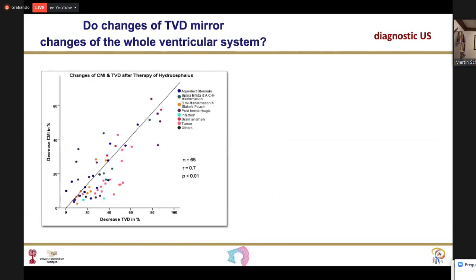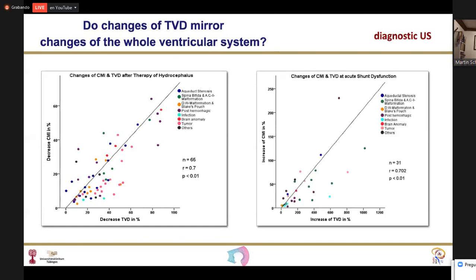And what we looked at, for example, is changes of the cella media index and the fronto-occipital horn ratio after therapy of hydrocephalus. And you see nice correlation between the decrease in cella media index and the decrease in third ventricular diameter in different types of pathologies, a very nice correlation of 0.7. And the same, for example, at the time of acute shunt failure. Here you see the correlation between the increase in cella media index compared to the previous scans and the increase in TVD in percent. Very nice correlation.